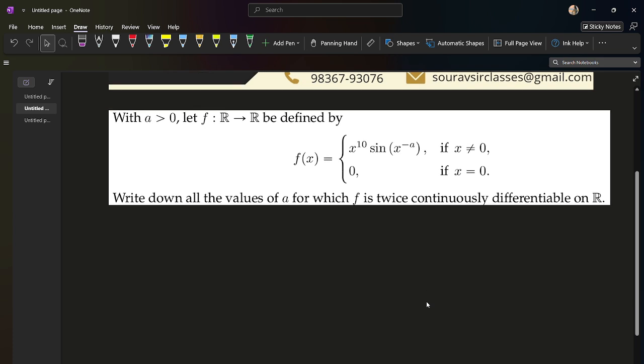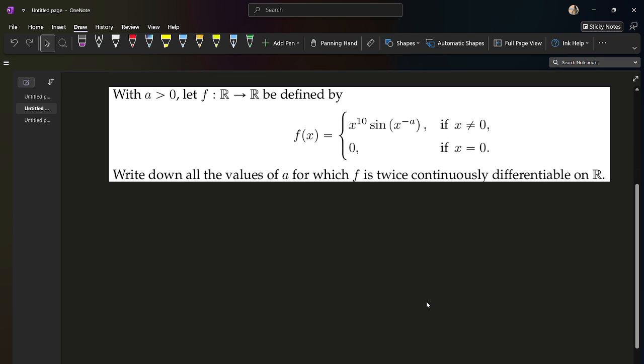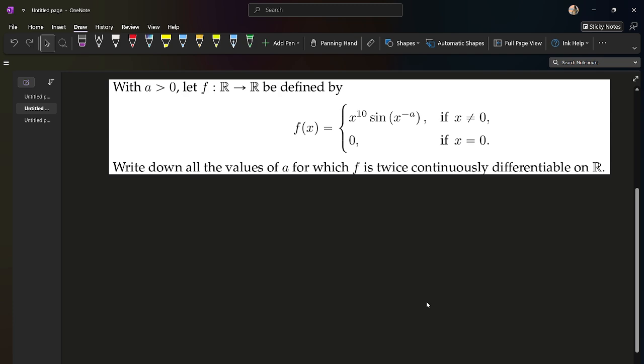Okay, so let us now move on to the problem which appeared in our NBHM previous year question of 2024. The question is telling us that with a greater than 0, let f be a function defined from R to R, where f(x) is equal to x to the power 10 sine x to the power minus a if x is not equal to 0, and 0 if x is equal to 0. Now we have to write down all the values of a for which f is twice continuously differentiable on R. Okay, so now what can be done here?